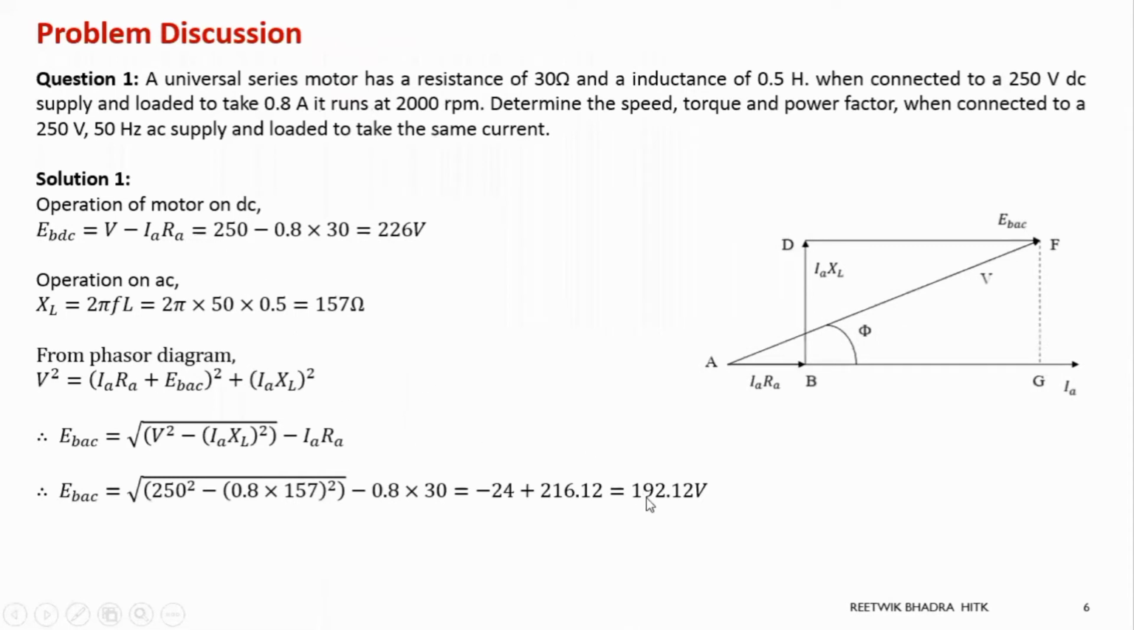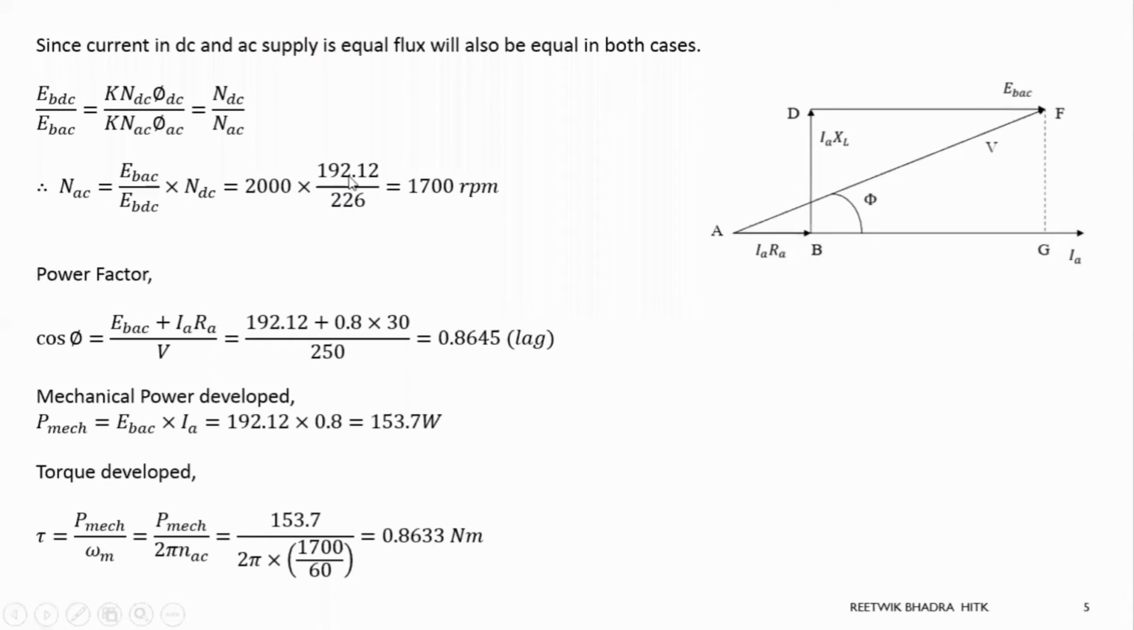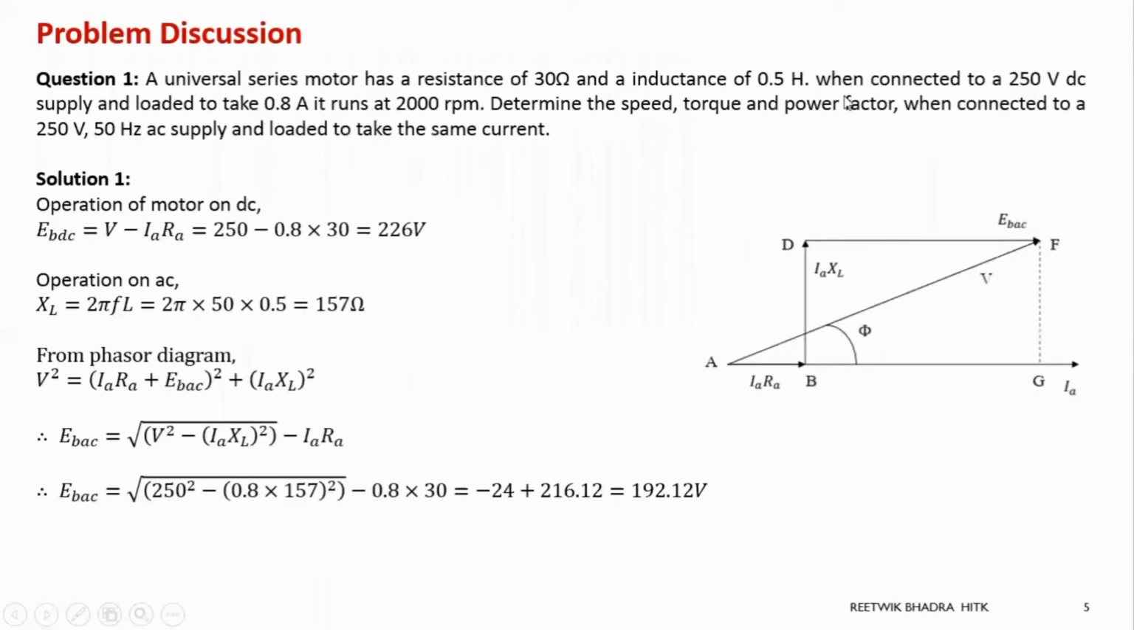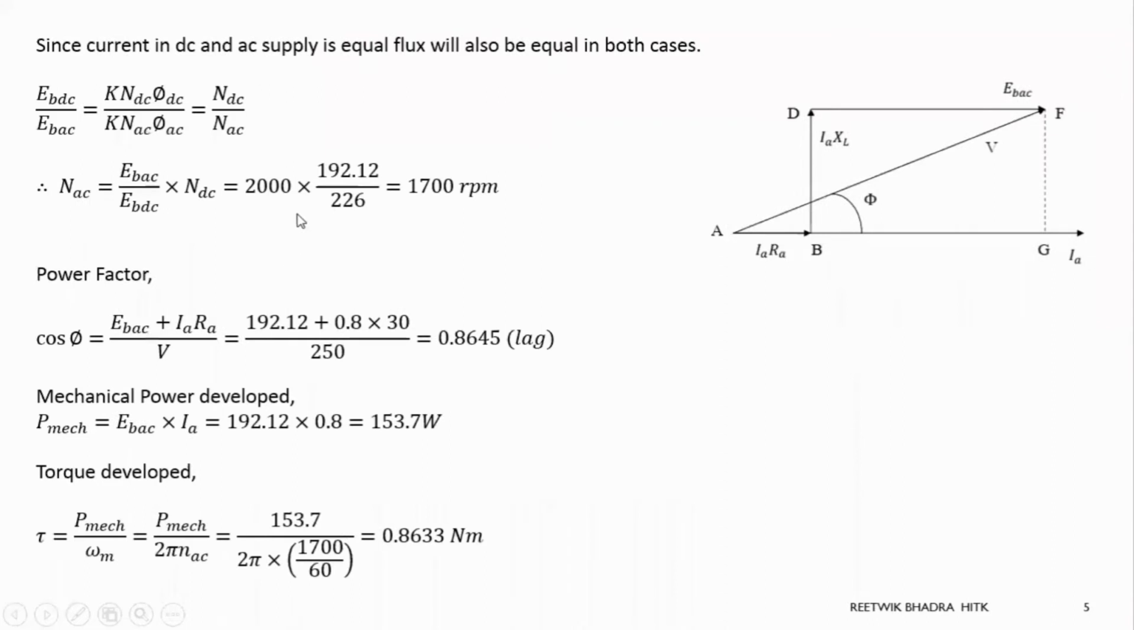So we already calculated EB_AC. This one, EB_DC, we calculated as 226. So 192 by 226 into N_DC, already given in the question. When it is running on 250 volt DC supply, it has a speed of 2000 RPM. So into 2000, that gives you 1700 RPM.